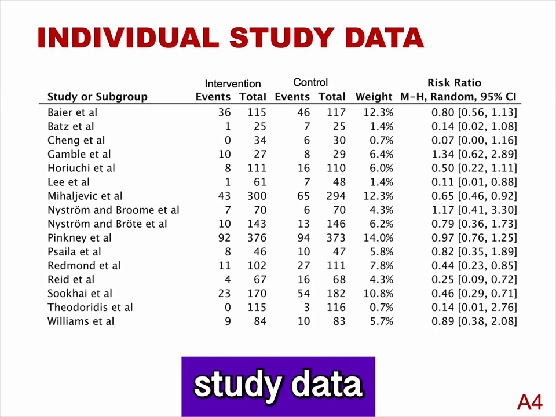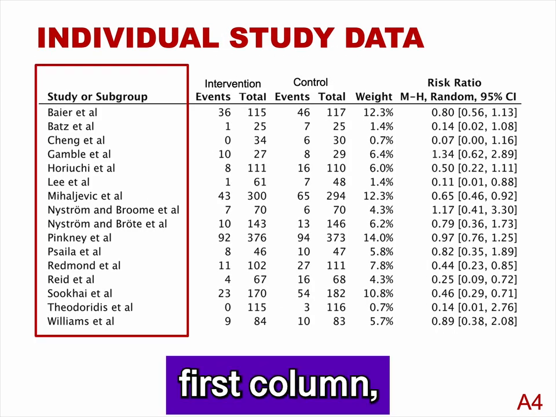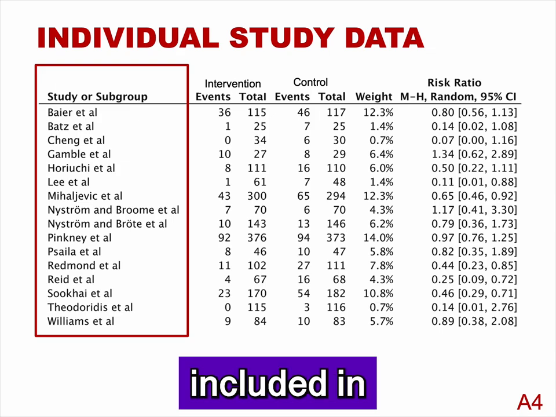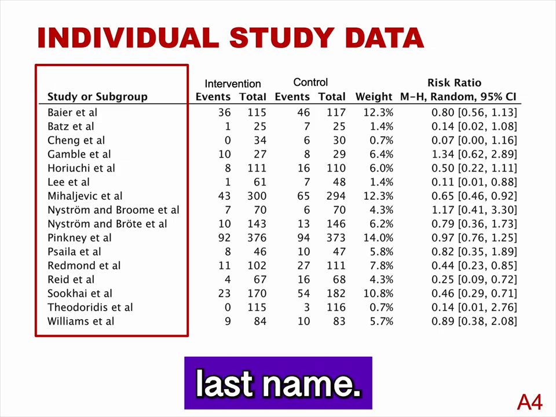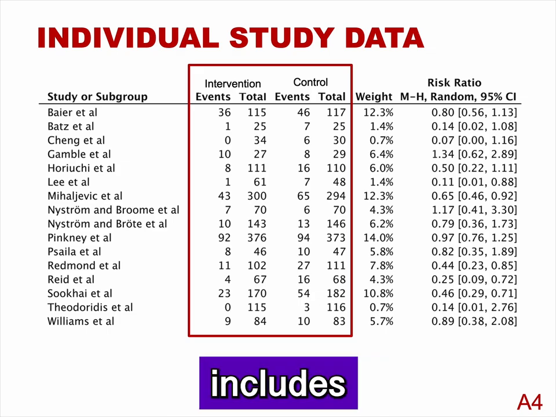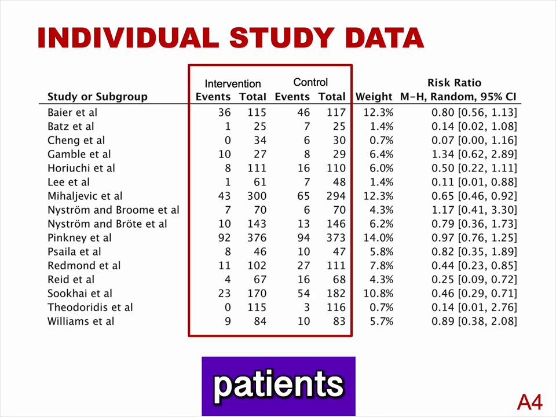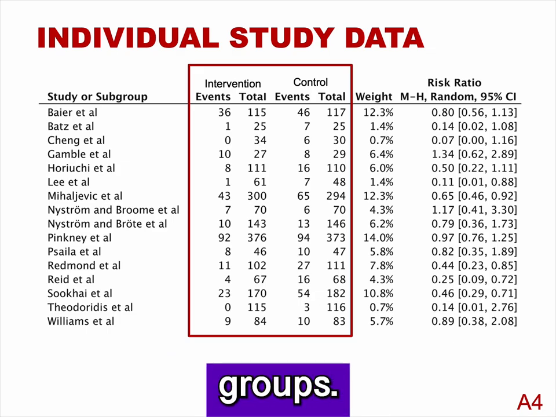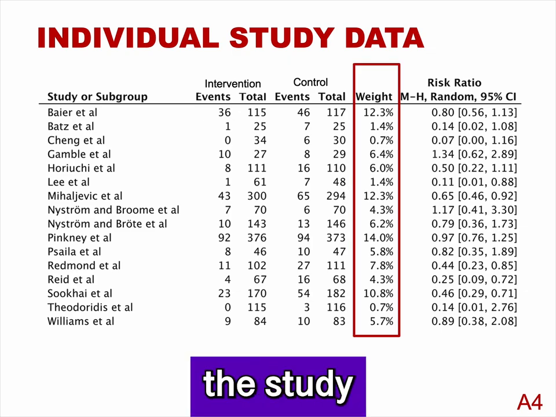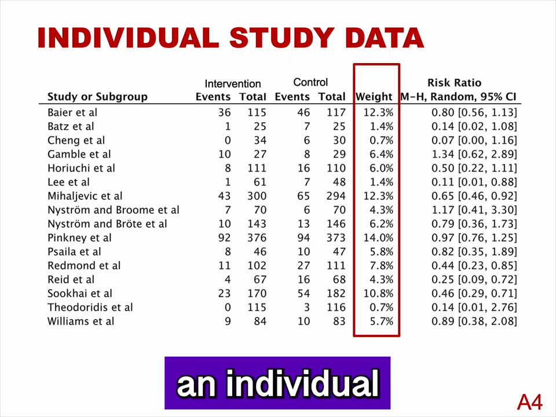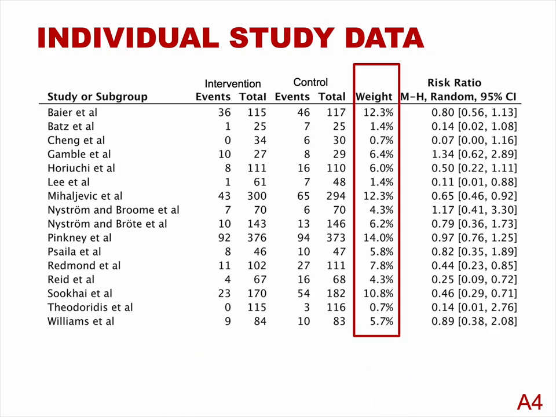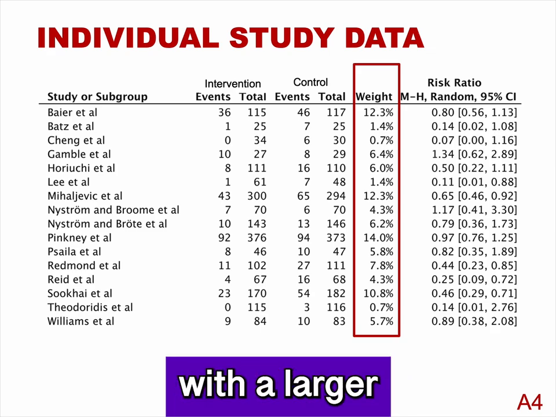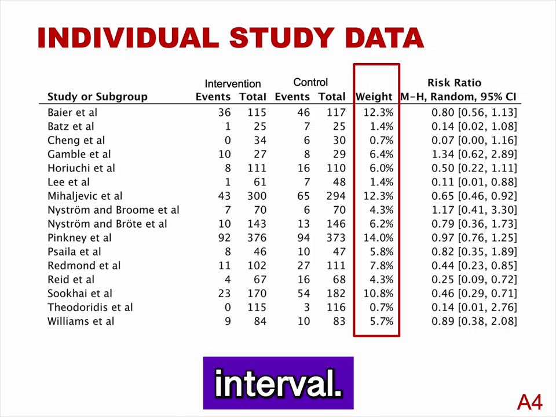This is the individual study data section. In the first column, there are 16 studies included in the meta-analysis that are listed alphabetically by the author's last name. The second column includes the number of events and total number of patients in each of the study groups. The third column includes the study weight. This is a measure of how much an individual study influences the meta-analysis summary statistic. Studies with a higher weight are those with a larger sample size and smaller confidence interval.